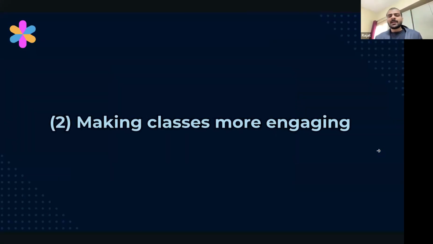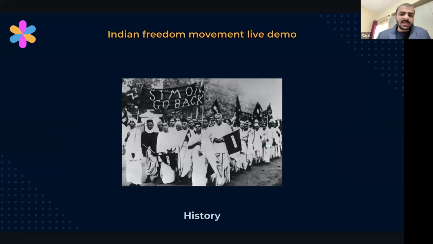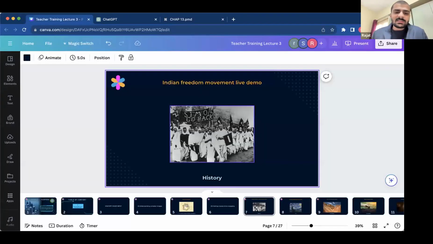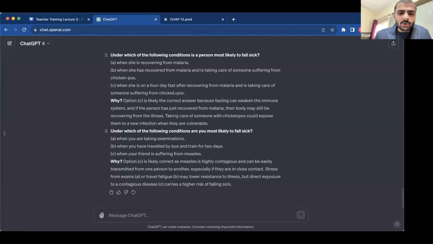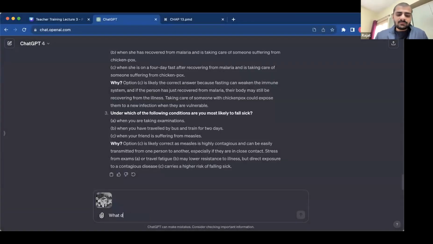The second application of GPT-4, and especially the image input feature, is making classes themselves more engaging. Now, let's say you're teaching a history class, okay, and there is a particular photo from the Indian freedom movement. One way is to just explain about it, etc. The second way is to upload this image in front of the class and ask them, what do you see in this image? What are the protests about?